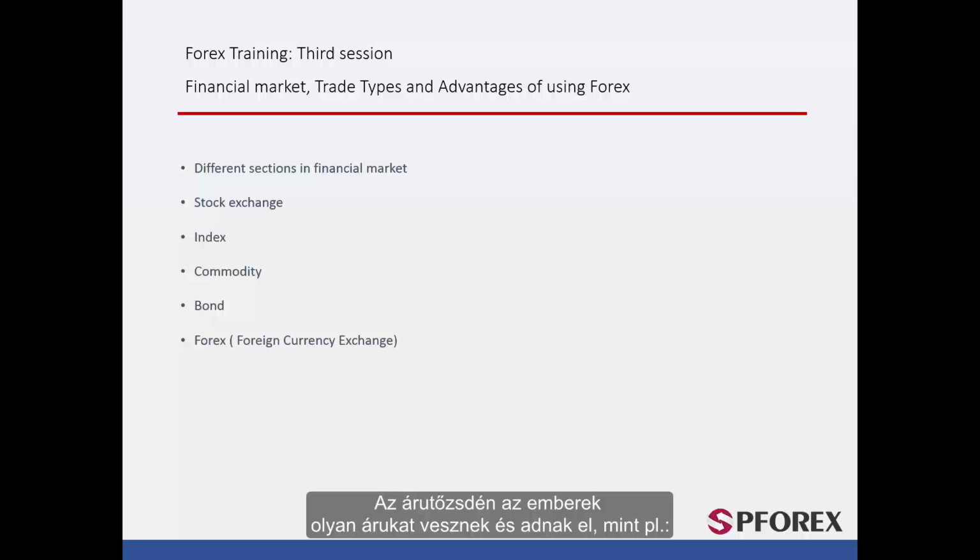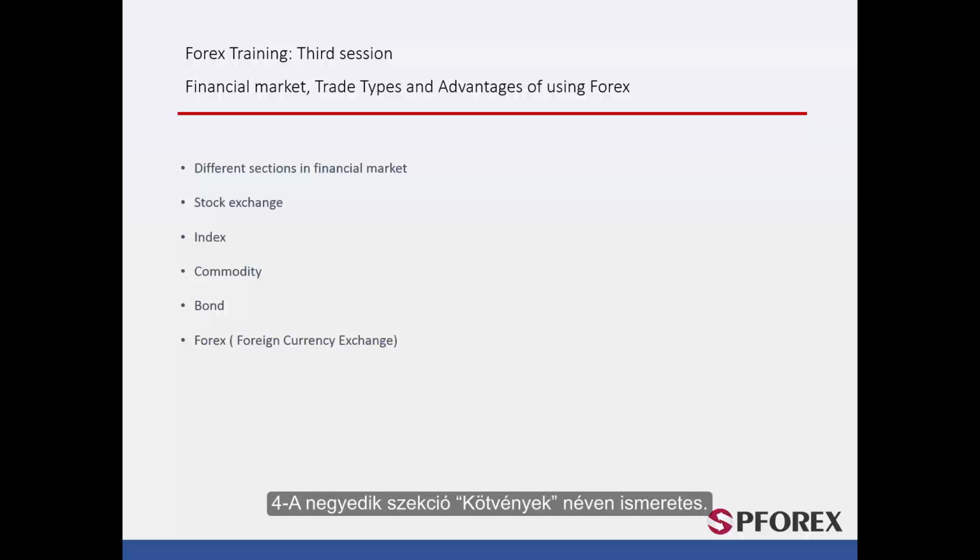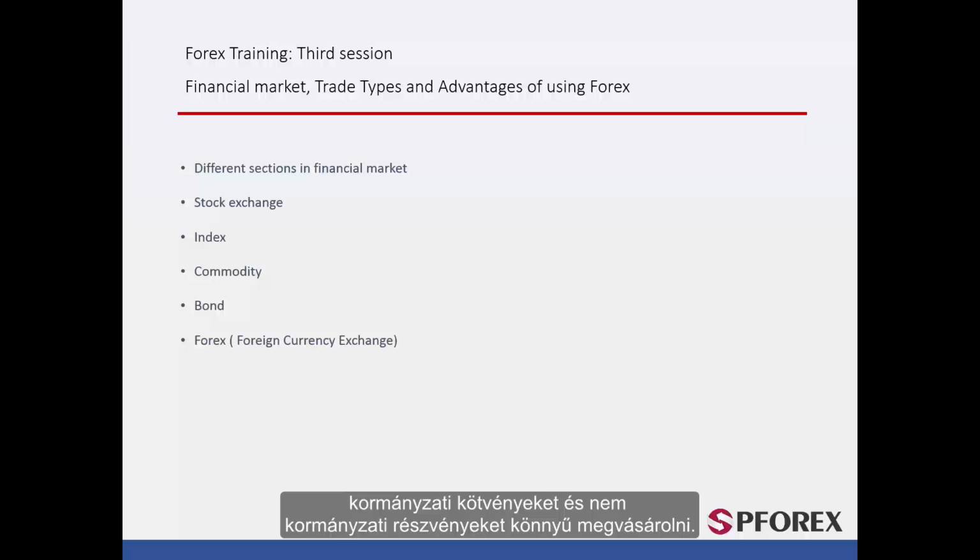The third section of financial markets that interests traders is commodity. This is where most people intend to buy and sell various goods such as gold, silver, oil, wheat, and so on. The fourth section is commonly known as bonds. The government's bonds and non-governmental shares, with or without fixed rate security, are easy to purchase. For example, in the USA, the Department of Treasury offers such bonds.